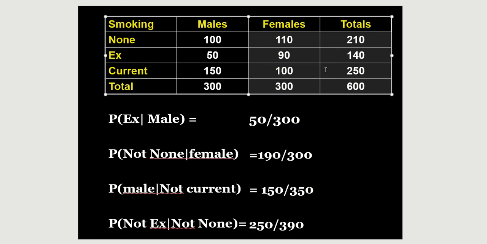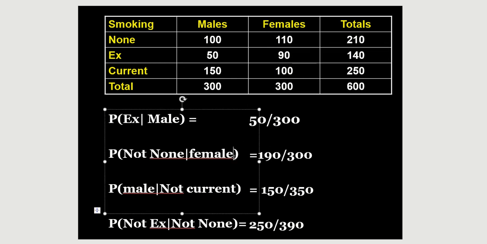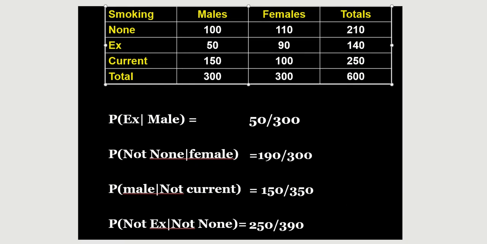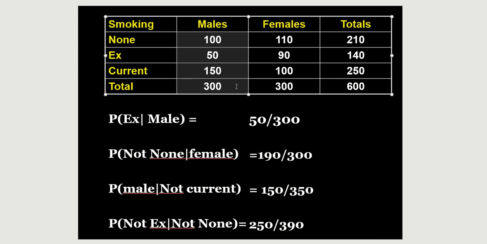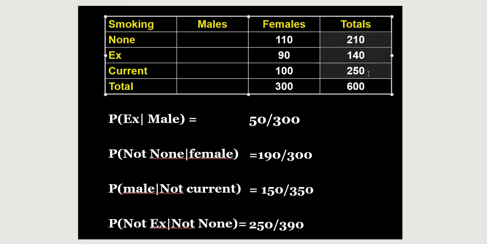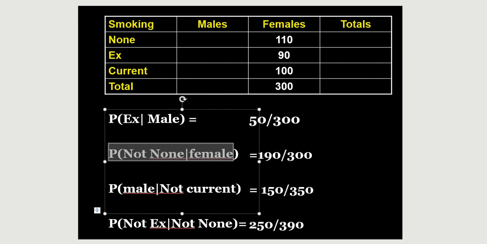Okay, so I got back the numbers for the second one. The second one, the condition is female. So I'm going to ignore the male. I'm going to act as if the males do not exist, which means also the totals are no longer existent. I'm only looking at the females. And now the question, not none, meaning the complement of none. Everybody who's not a none.